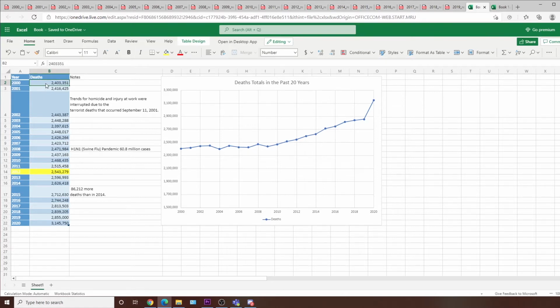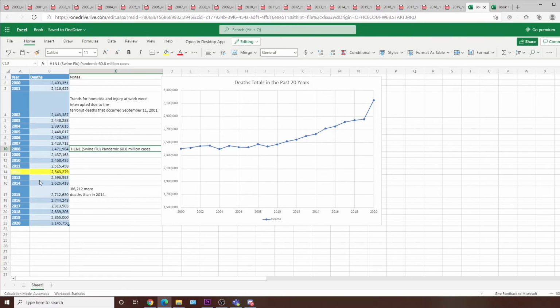deaths, and it was steady like that for over 10 years. In 2010 we had 2.4 million, and we finally hit 2.5 million in 2011. So as you can see, we were steady for easily 10 years at 2.4 million deaths, even during the unfortunate incident of 9/11 and during the swine flu pandemic, H1N1, which was only 60.8 million cases. So I just wanted to point that out.